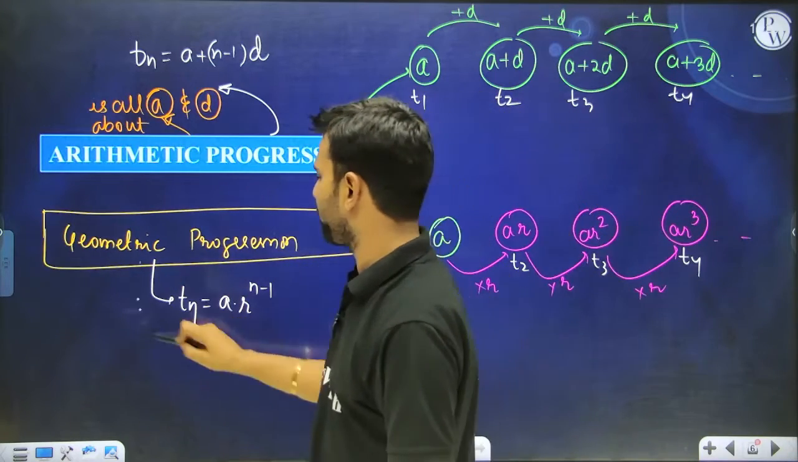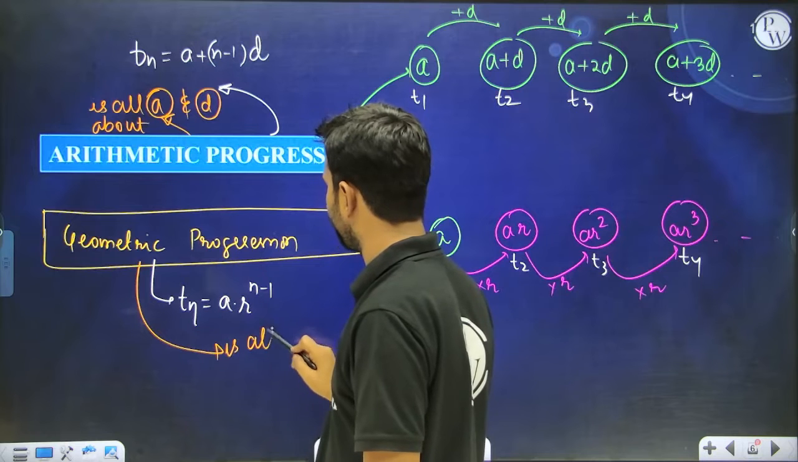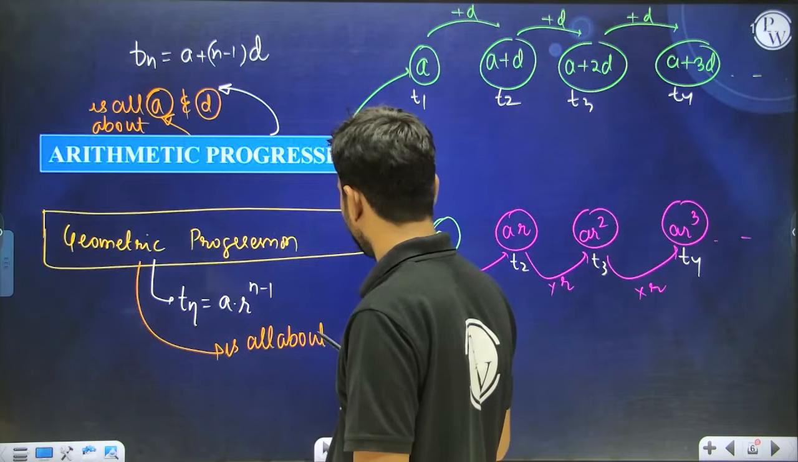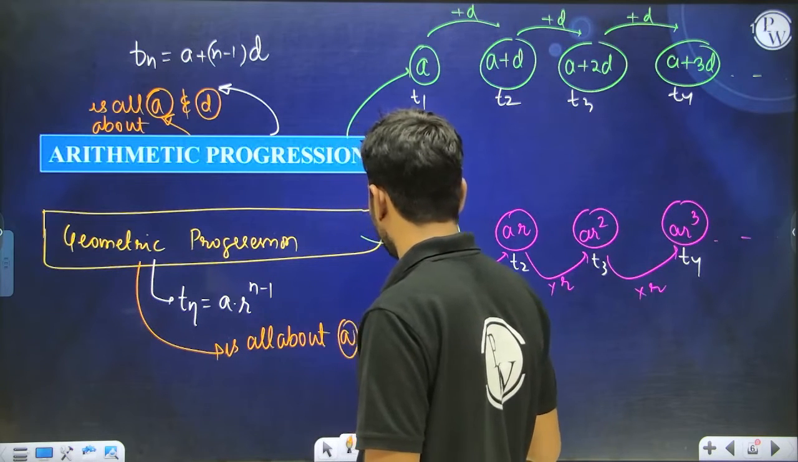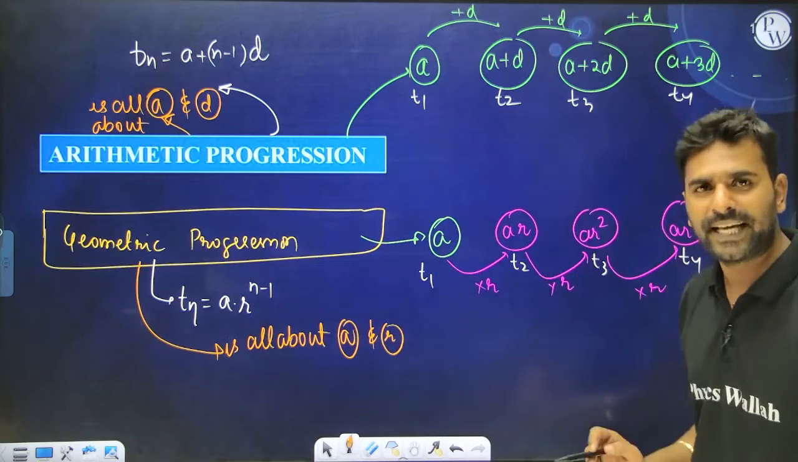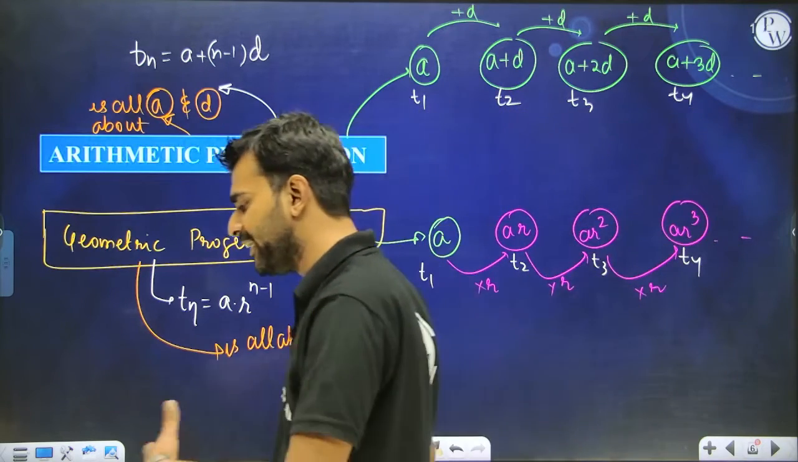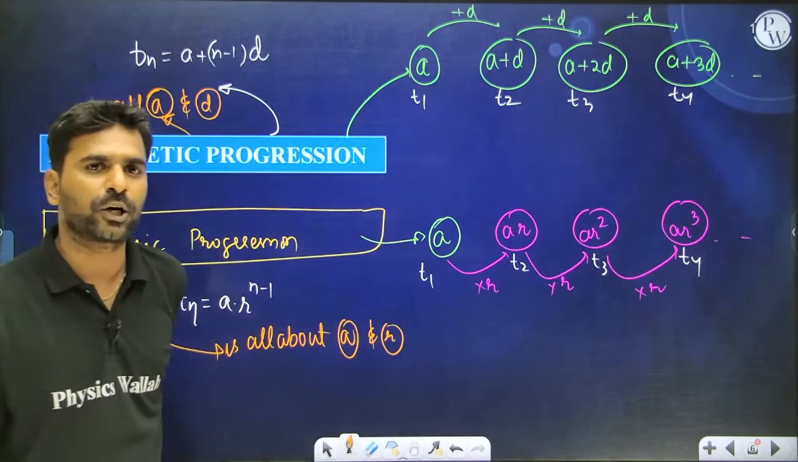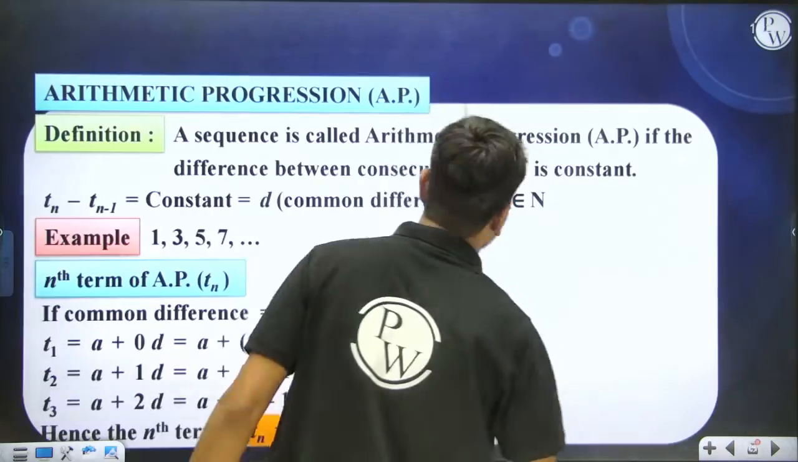Whereas a geometric progression is all about A and R. That means if you know the values of A and R, then you can write down all the terms in a geometric progression quite comfortably. I hope you understood this particular thing.